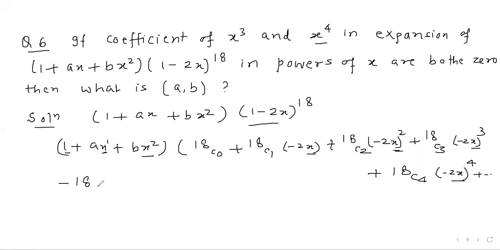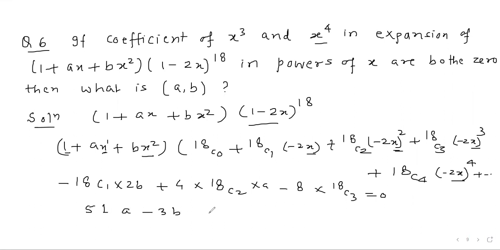So the coefficient of x cube, if we evaluate, we will get minus 18 C1 times 2b plus 4 times 18 C2 times a minus 8 times 18 C3 equal to 0. In our question, it is given that the coefficients of these powers of x are both 0. So this is 0. We can simplify it. If we simplify this equation, we will get 51a minus 3b equal to 544.